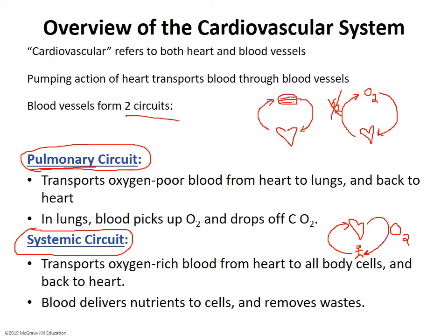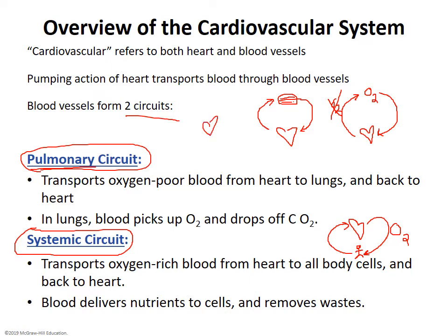And so unfortunately people get it ingrained in their mind. They're backwards on the artery and vein thing. So in the systemic circuit, yes, arteries carry oxygenated blood, but it is because it's going away from the heart to the body cells and then back to the heart. So these are the two circuits.